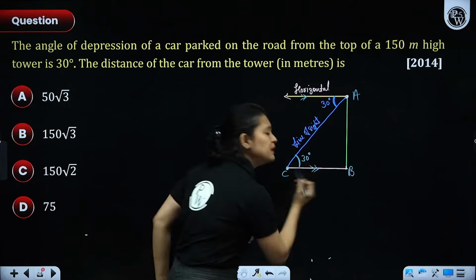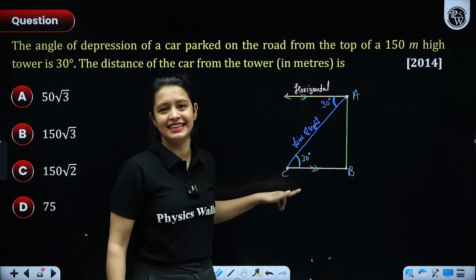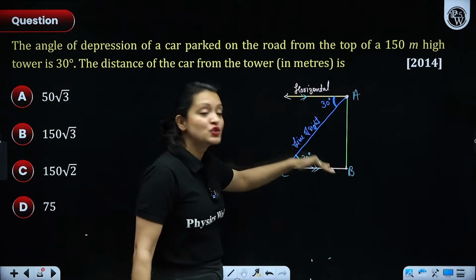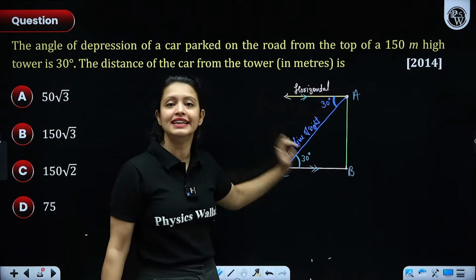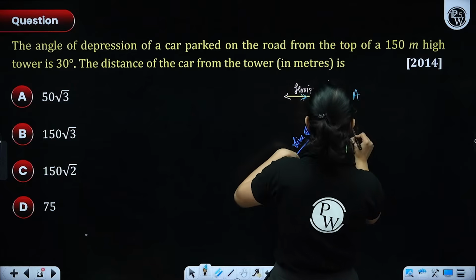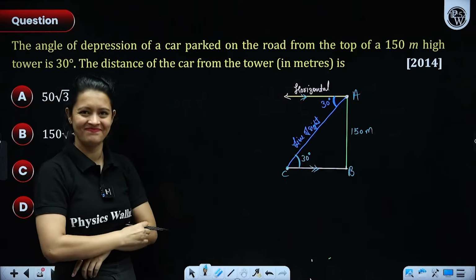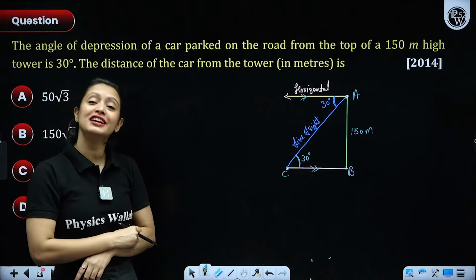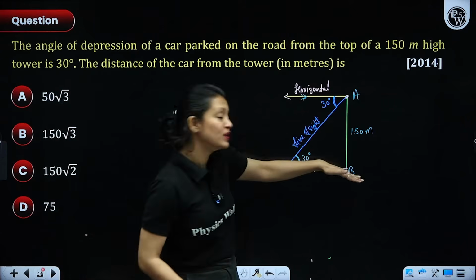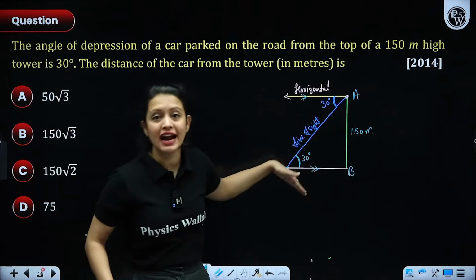Because I wanted BC, and BC is a part of triangle ABC. Right? So that's why I took this angle as 30 degrees. Now I know that this tower is 150 meters high, so I can easily figure out BC. Now what trigonometric ratio relates AB with BC? Because AB is given, BC we have to find. So I need a trigonometric ratio that relates both of these.